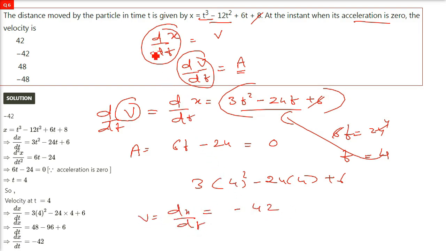When the acceleration is 0, this is the answer. So there is a relationship between velocity, distance, and acceleration. You need to know that, and only then will you be able to solve this.